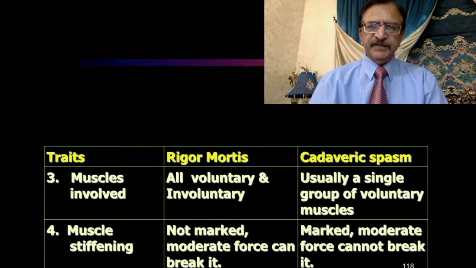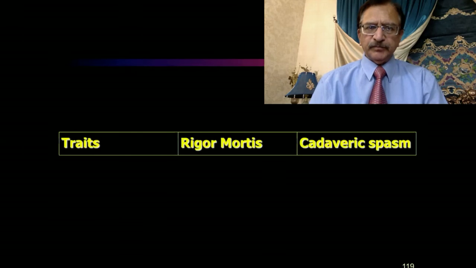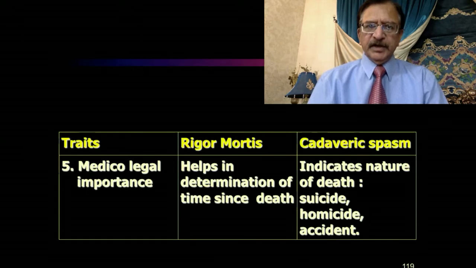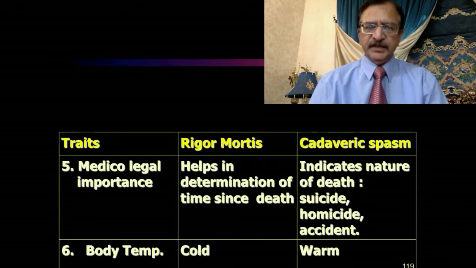Then the muscle stiffening: in rigor, it is not marked, and moderate force can break it. But in cadaveric spasm, there is marked rigidity, and moderate force cannot break it. Regarding the medical importance, rigor mortis helps in determination of time since death, whereas cadaveric spasm also indicates the nature of death, that is suicide, homicide, or accidental.